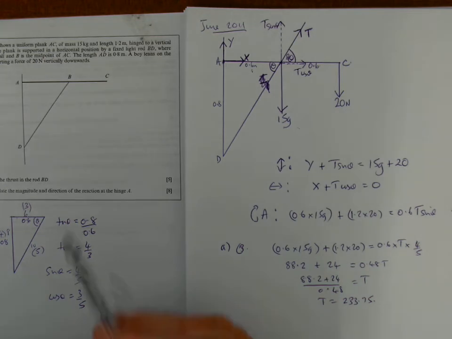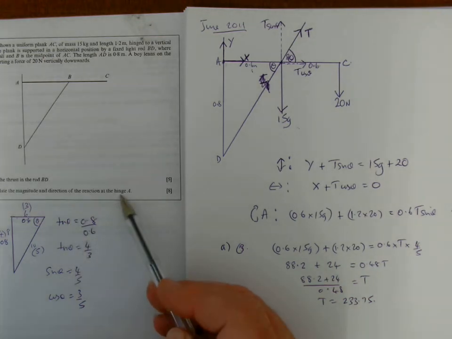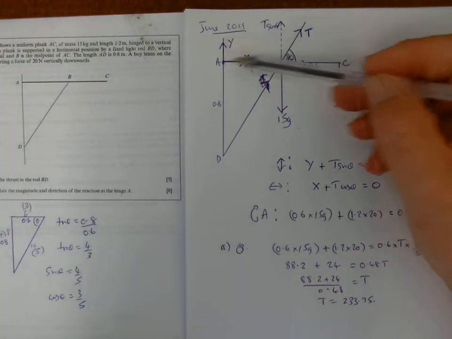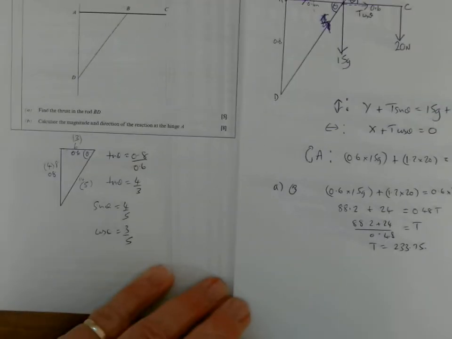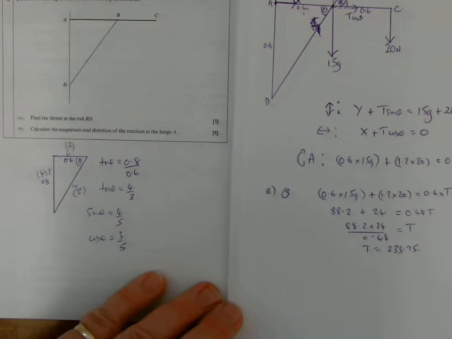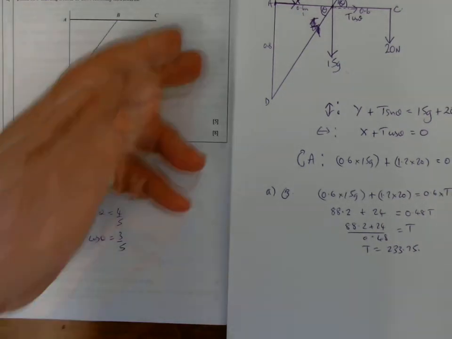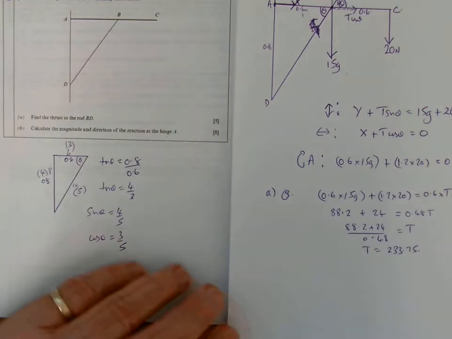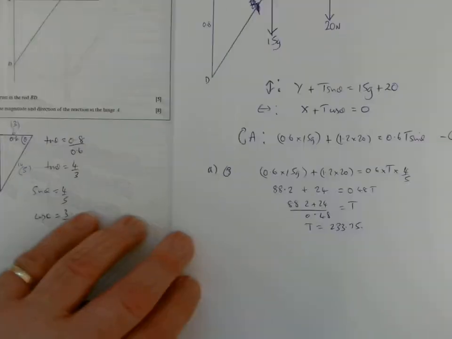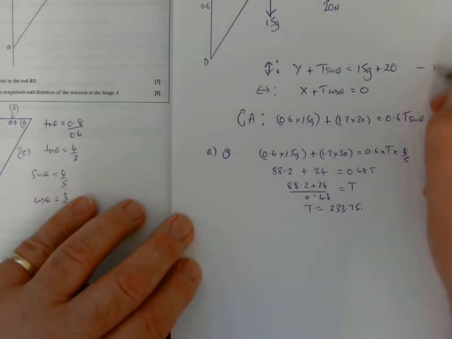Part B wants the magnitude and direction of the reaction at the hinge. So that means I need to find x and y, and then I need to use Pythagoras and trigonometry to get that. So I need to find x and y, going from my first two equations.